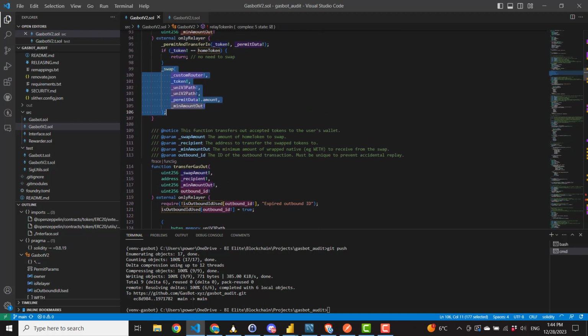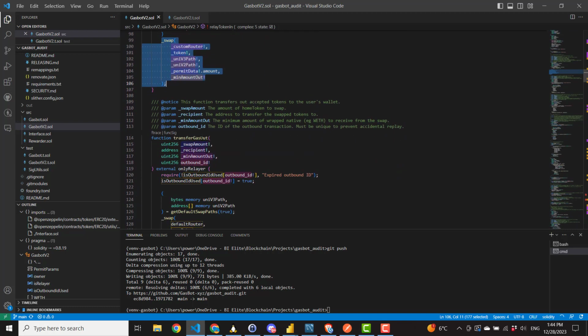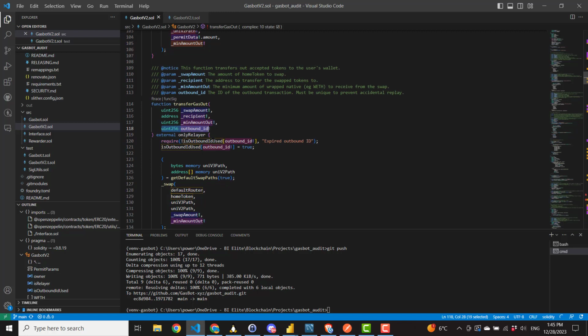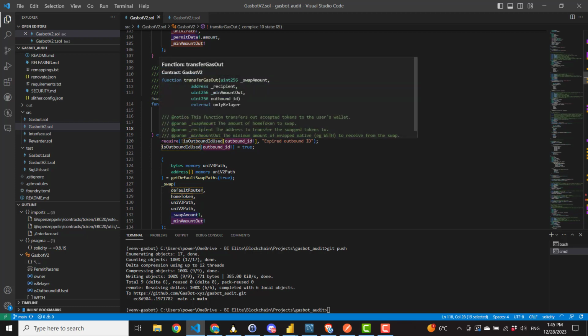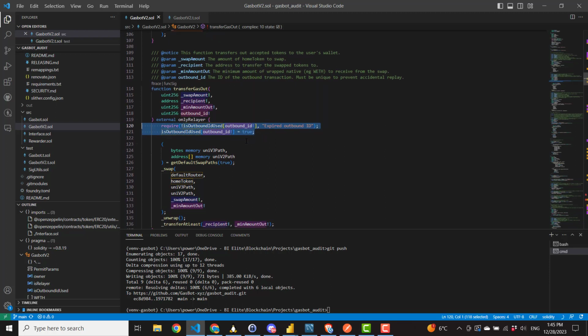So that's the source chain relay token in, and then the destination chain transfer gas out, also only called by our relayers. We have this parameter for replay protection, just accidental replay protection. In case we accidentally call the same function multiple times on our back end, we want that not to be possible. So we have a quick require to make sure that outbound ID hasn't been used.